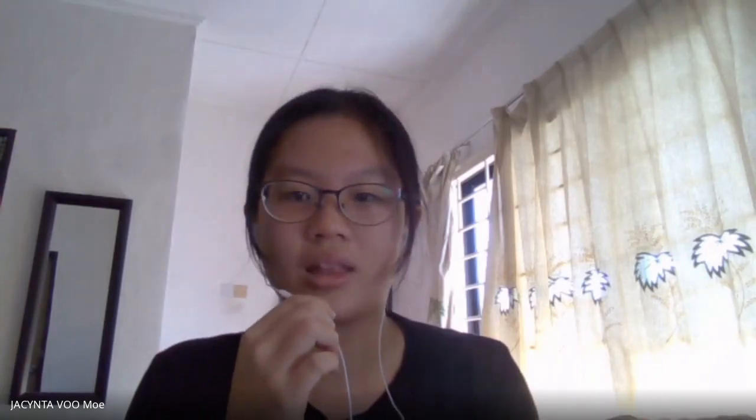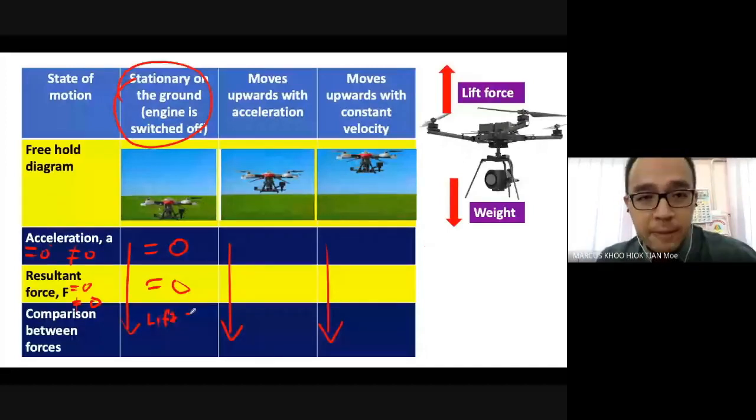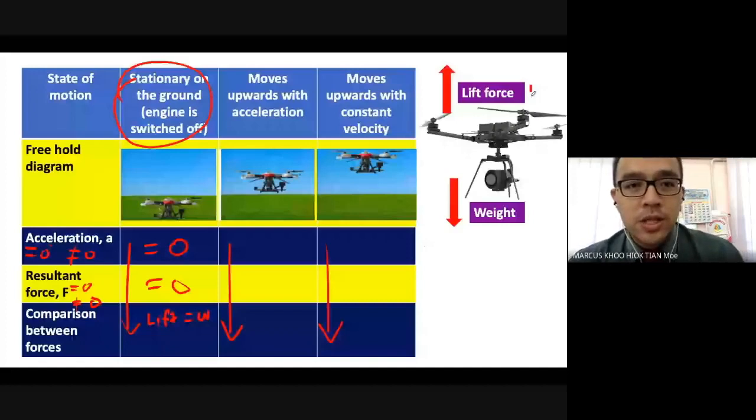All right, very good. Okay, what about the resultant force? The resultant force is equal to 0. Okay, and then the comparison between the forces? The lift force is equal to the weight. Okay, lift equals to weight. Sorry, I'm going to use L and W now because my writing is so horrible. Okay, thanks, Jacinta. Next person who is doing this one, move upwards with acceleration, is Miss Shim.